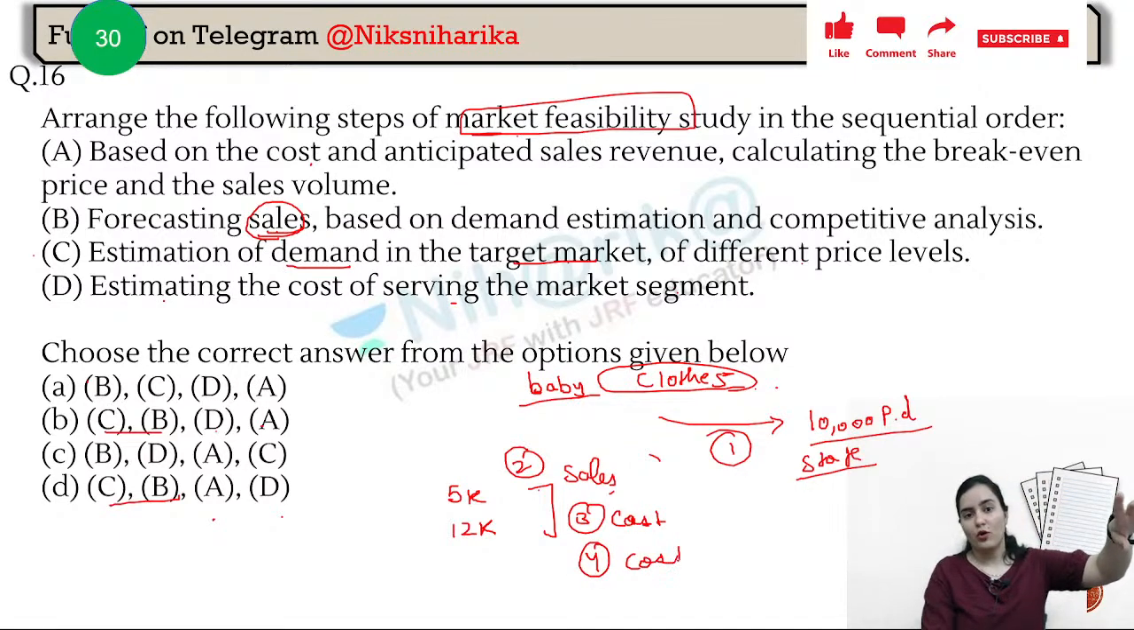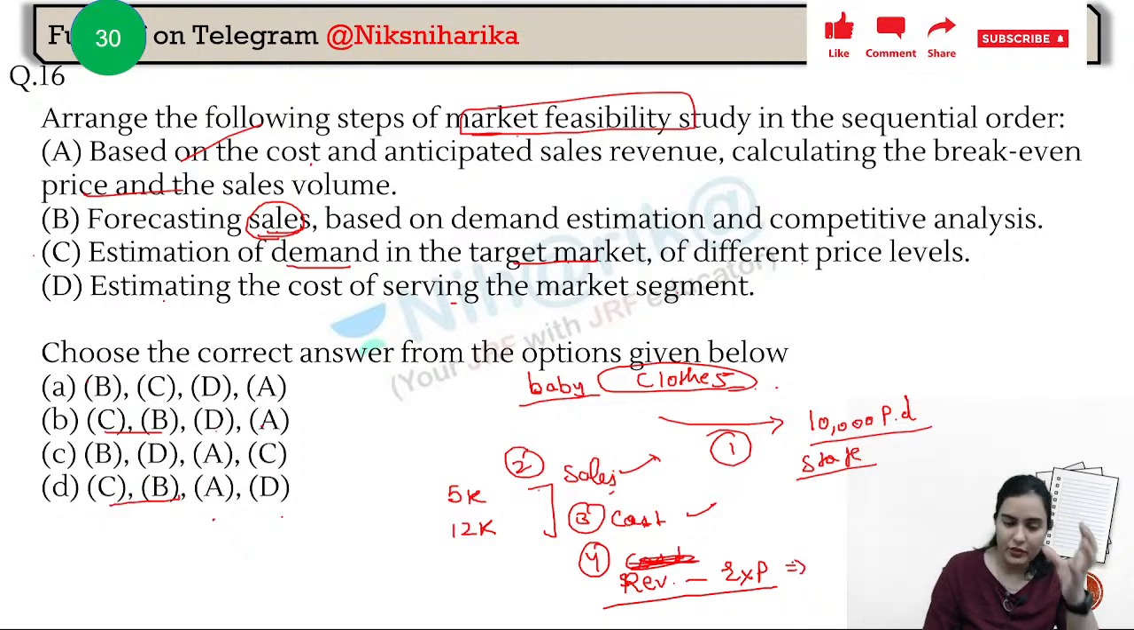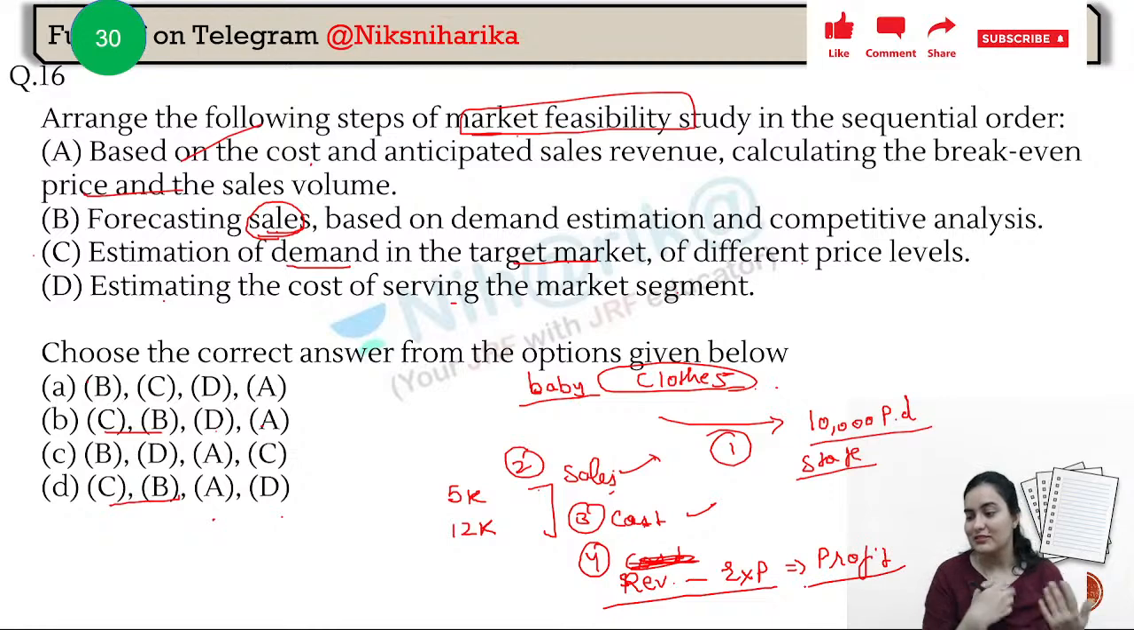Based upon that cost and anticipated sales revenue, we will calculate the break even, because after calculating the sales and the cost, then we will calculate the break even, that is, what will be our revenue and what will be our expenditure. So where we will reach the break even point, and accordingly what will be that point where our revenue will be more than the expenditure, so that we can generate some profits. So this break even should be the last option, right? Now getting it? Yes, very good.